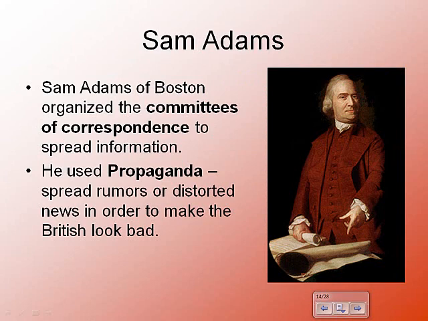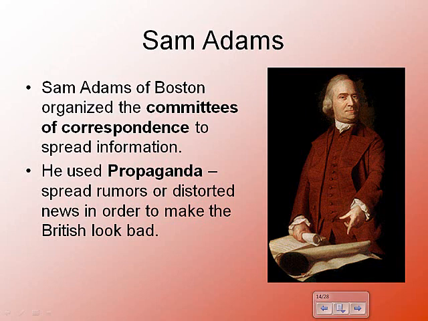During this time period in the colonies, Sam Adams of Boston organized the Committees of Correspondence to spread information. So in response to the Townshend Acts, they created the Committees of Correspondence, and these were kind of secret groups that were to use information and transport them through the colonies without the British knowing.